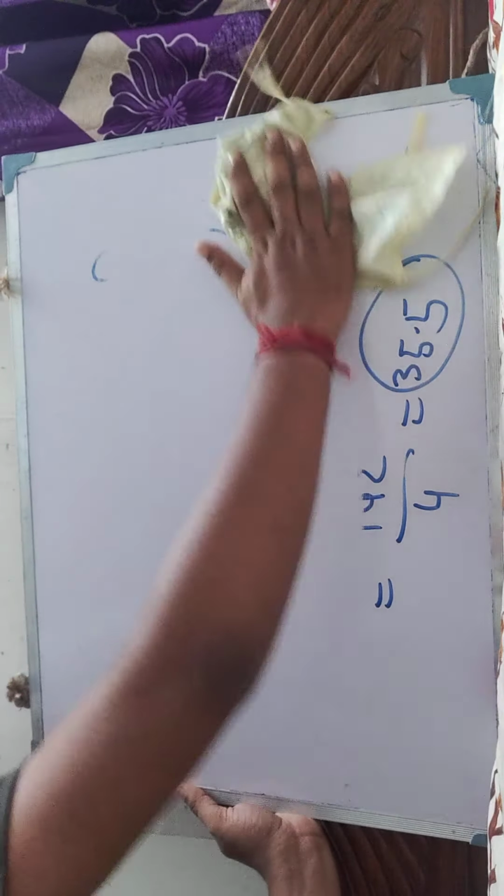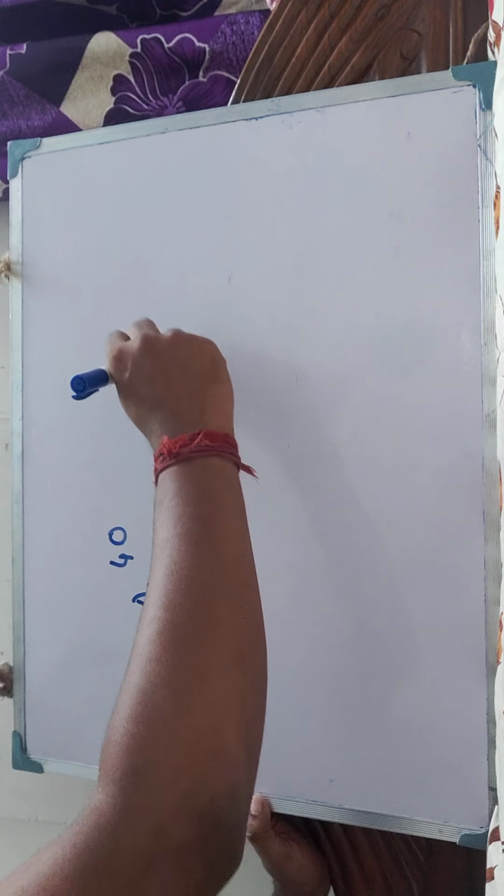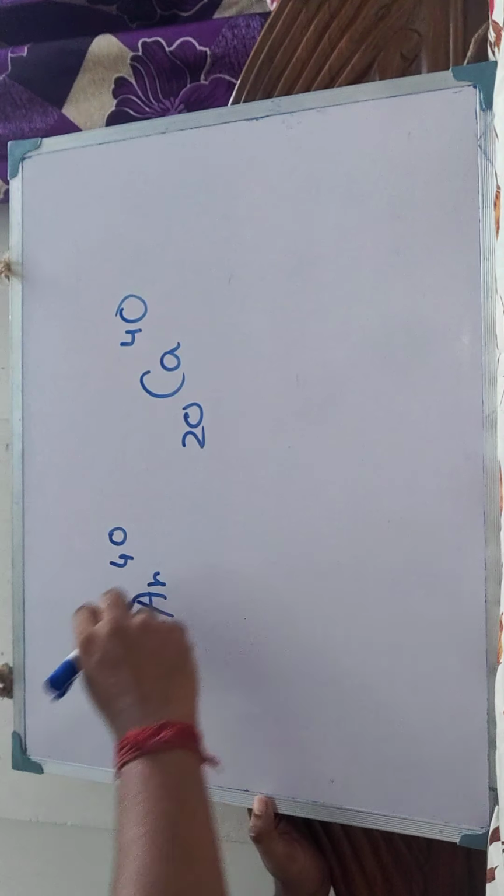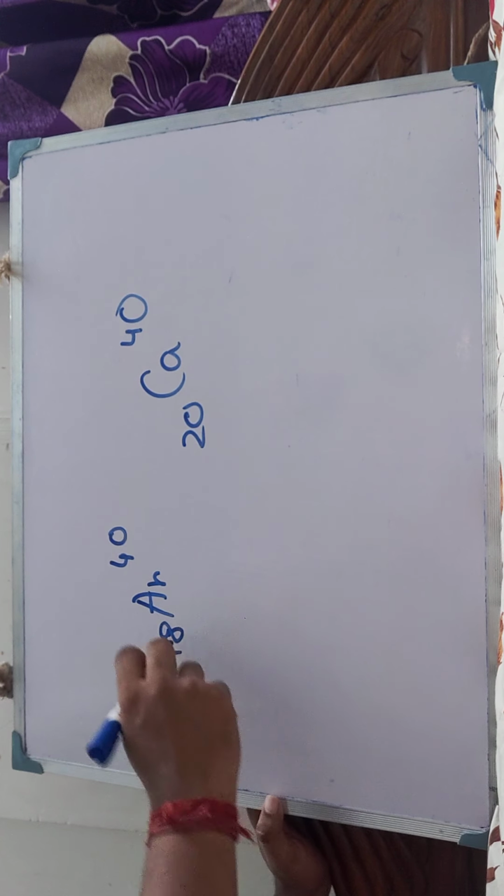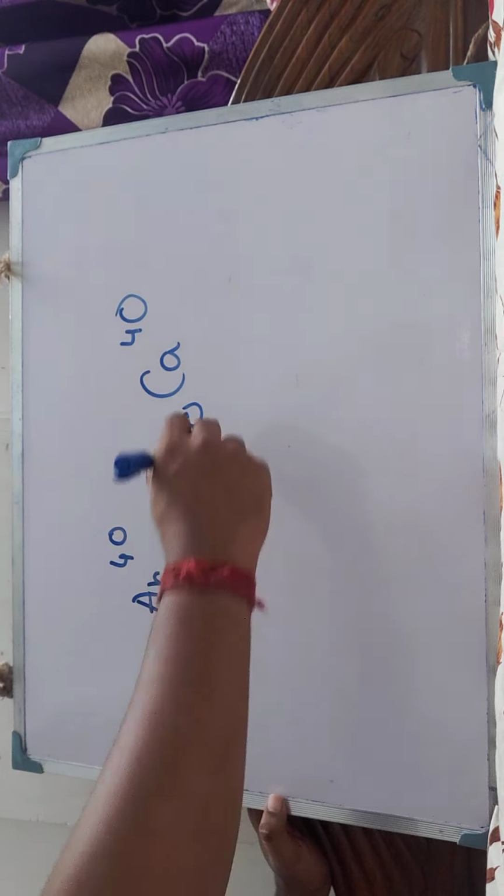It is just the opposite of isotopes. In isotopes, what was same? Atomic number. And what was different? Atomic mass. In case of isobars, it is just the opposite. The elements having same atomic mass but different atomic numbers are known as isobars. Examples are what? One is 18Ar40 and the other one is 20Ca40. Atomic number of argon is 18, atomic number of calcium is 20.